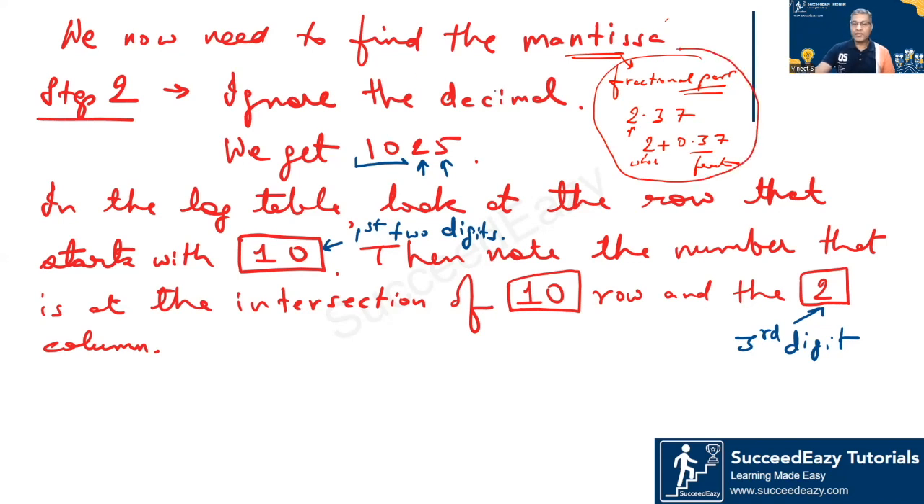Now the second step is to ignore the decimal. The number was 1.025. So ignoring the decimal, we get 1025. In the log table, look at the row that starts with the first two digits, 10. Then note the number at the intersection of the 10 row and the 2 column. That is this third digit.